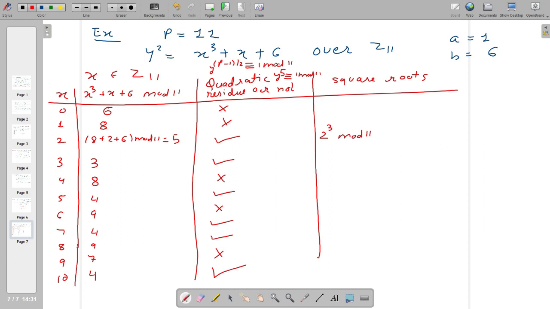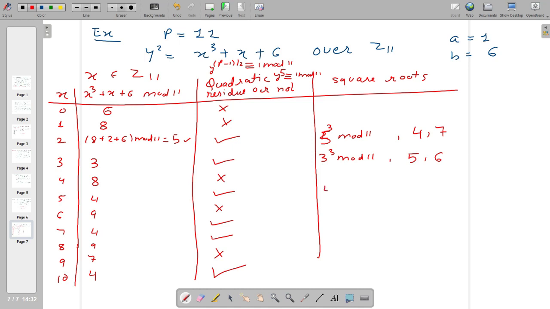So it comes out to be 5. So 5 to the power 3 mod 11, because this y is 5. When we calculate, it comes out to be 4. And because it is plus minus, the next will be 7, which is 11 minus 4. Now for 3, 3 to the power 3 mod 11 comes out to be 5. And with plus minus, 11 minus 5 is 6. So the next one will be 6.